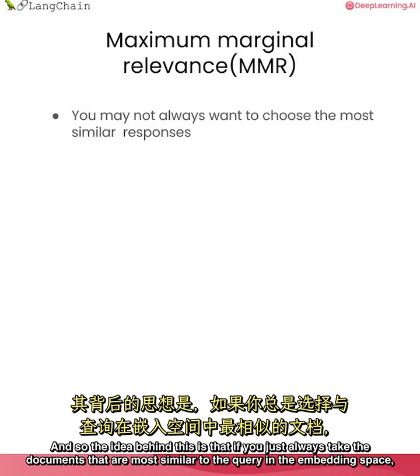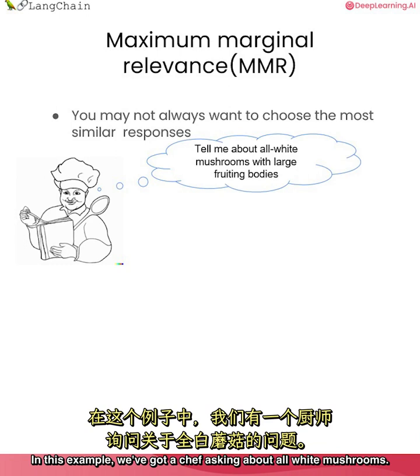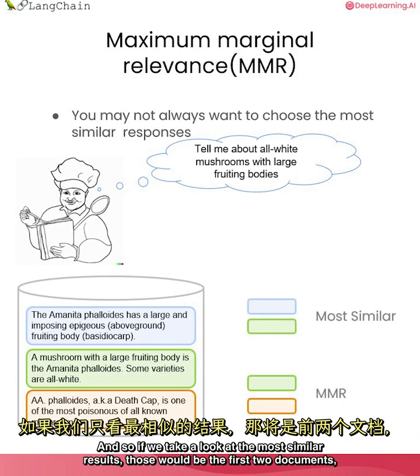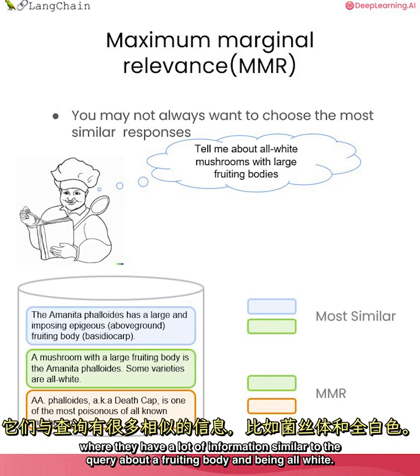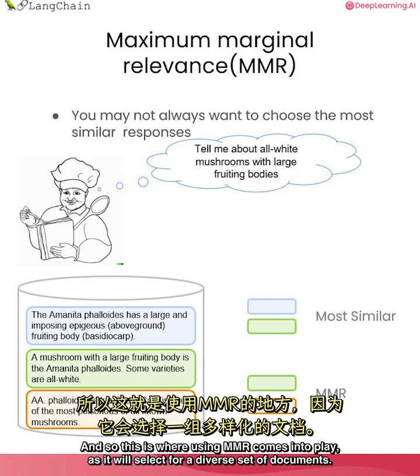The idea behind this is that if you just always take the documents that are most similar to the query in the embedding space, you may actually miss out on diverse information, as we saw in one of the edge cases. In this example, we've got a chef asking about all white mushrooms. If we take a look at the most similar results, those would be the first two documents, where they have a lot of information similar to the query about a fruiting body and being all white. But we really want to make sure that we also get other information, like the fact that it's really poisonous. And so this is where using MMR comes into play, as it will select for a diverse set of documents.